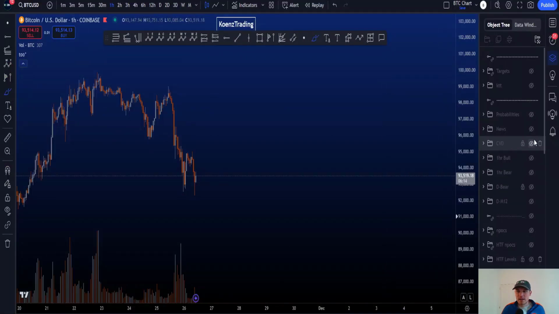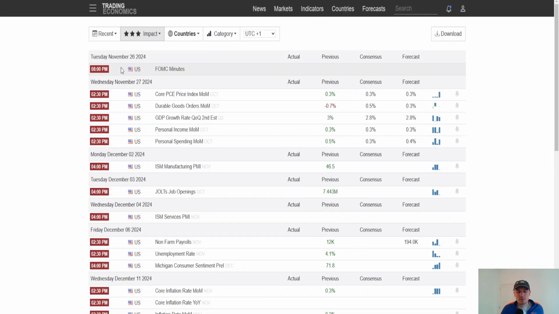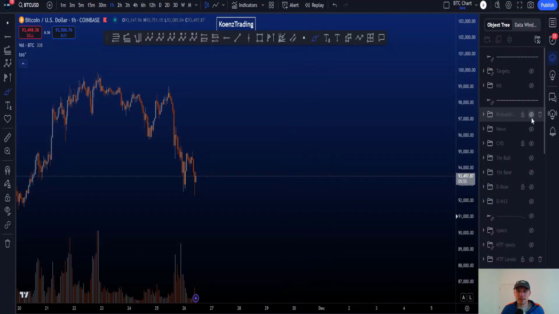Now, if you then look at the news, then we also have some news this week. Tuesday, November 26th, which is today, 8 p.m. Central European Time. We have some news, and especially tomorrow should be very interesting. Wednesday, November 27th, 2:30 p.m. Central European Time. Make sure you trade safe as the volatility might increase.